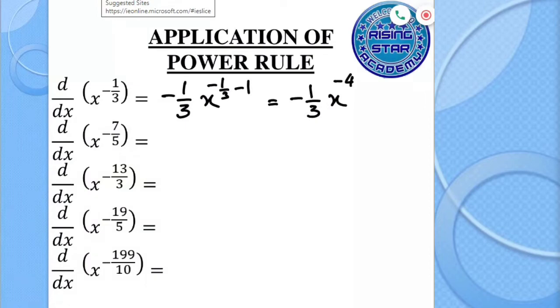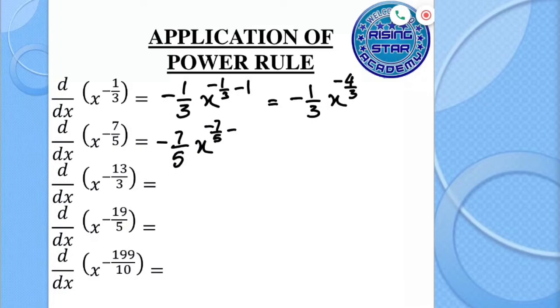Minus 4 by 3 is the final answer. So similarly, minus 7 by 5 x. Minus 7 by 5 minus 1, the answer would be minus 7 by 5 x to the power of minus 12 by 5. We will solve the fraction by using the calculator the same way.